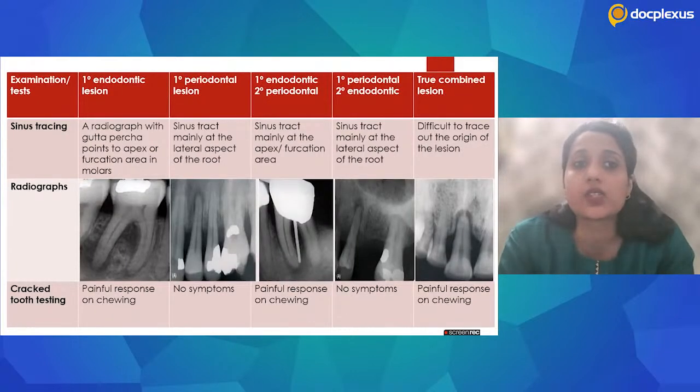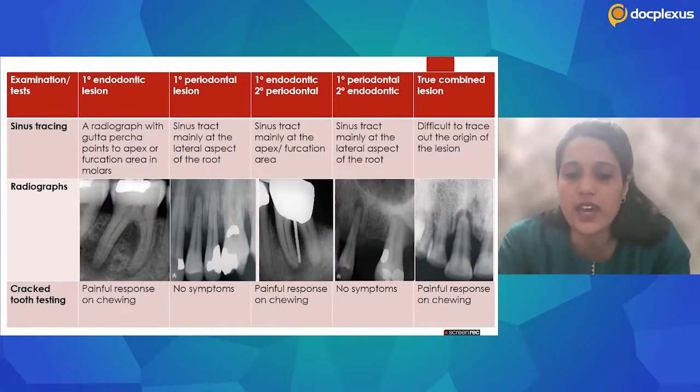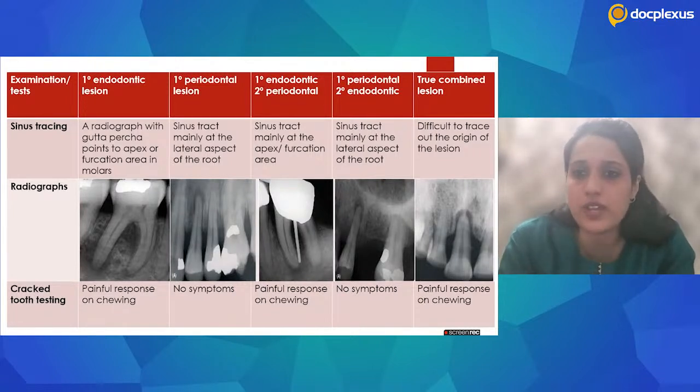Sinus tracing is very important when you see a sinus tract. The test is as easy as it can be. You just have to take a gutta-percha point, embed it into the sinus tract, let it go in as much as it is going, and take a radiograph to see where the end of the gutta-percha is. Also, the angulation of the radiograph matters in this case.